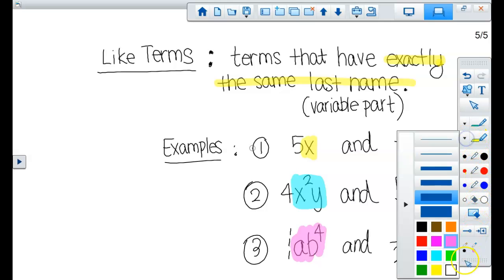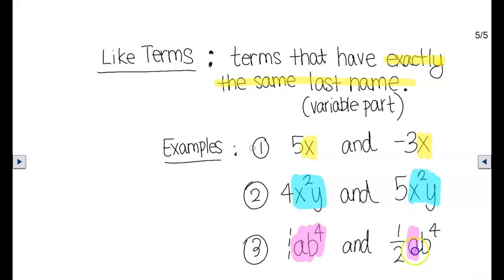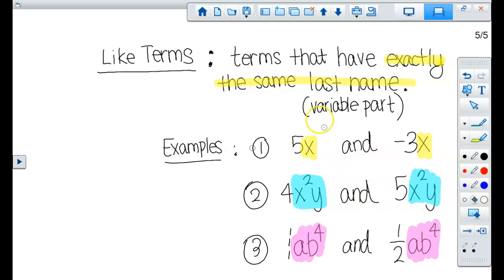So when we say that these like terms have to have exactly the same last name, we mean they have to be a perfect match. The same variables, and those variables have to be raised to the same power. So if the x is to the 2nd power over here, he's got to be to the 2nd power over here. The last names have to be a perfect match. So if I were to say to you, 3x and negative 5x squared, like terms?